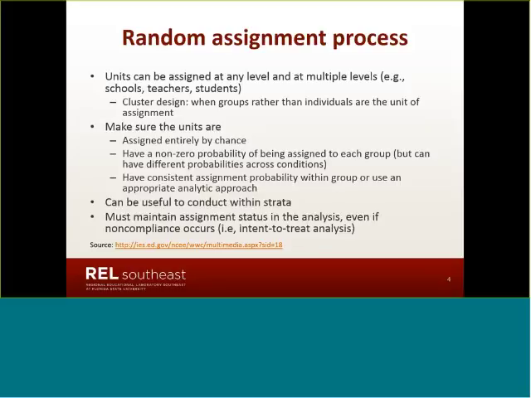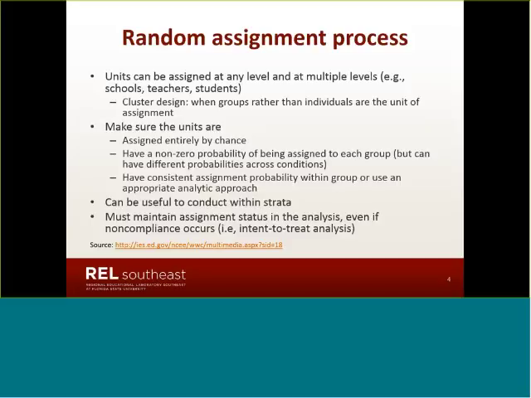Another important point to make here is that when you're conducting or calculating impacts, you must maintain the assignment status in those analyses, even if non-compliance occurs. So, for example, if some treatment group members end up behaving more like what you expect from your controls or comparisons, in that they don't participate in the intervention that was assigned or offered to them, you still need to keep those individuals in the treatment group when you're calculating impacts.